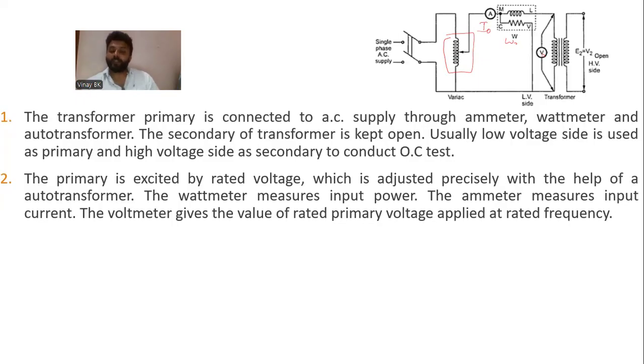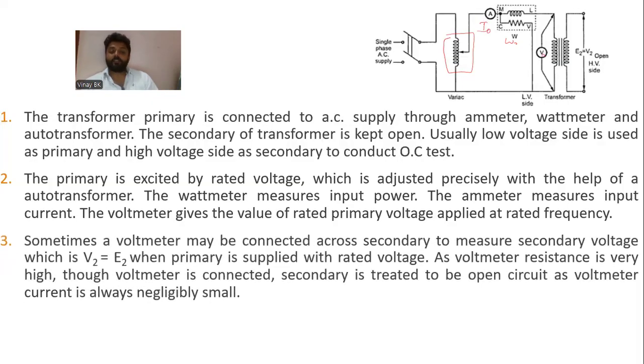Hence you have to measure the wattmeter reading, that is the input power, and check the ammeter and voltmeter values, that is the no load current and no load voltage. The voltmeter gives the value of rated primary voltage applied at rated frequency with the help of the auto transformer. Sometimes a voltmeter may be connected across the secondary to measure the secondary voltage, which gives you the same as the induced EMF, that is V2, which is the same as E2.